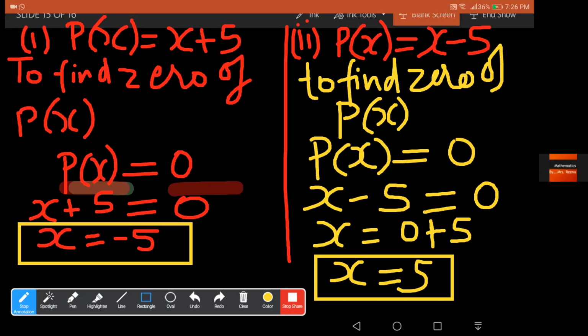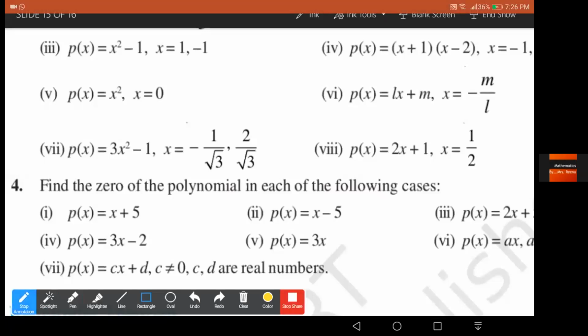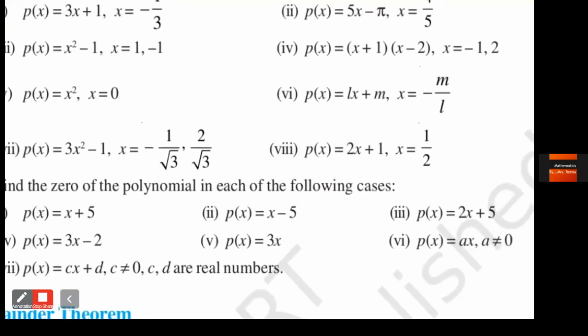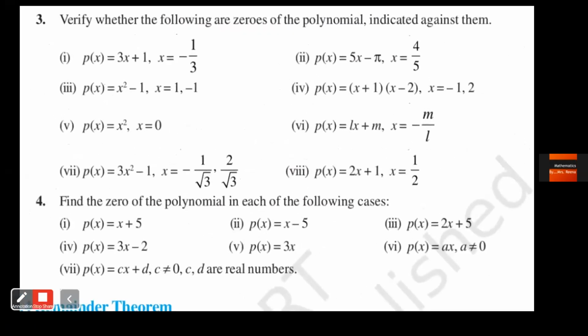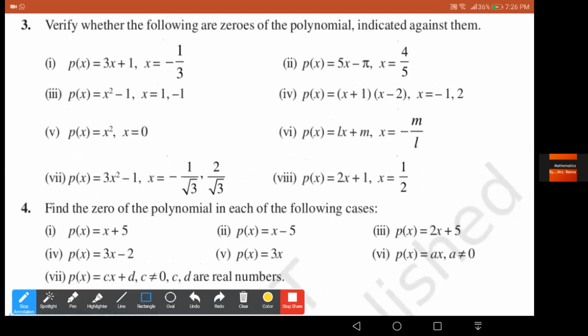So in the same way, we can find out the zeros of the rest of the parts. So let us see what is given in the rest. Yes, here we have the third part 2x + 5. So in the third part you are given 2x + 5 and in the fourth part 3x - 2. Okay.